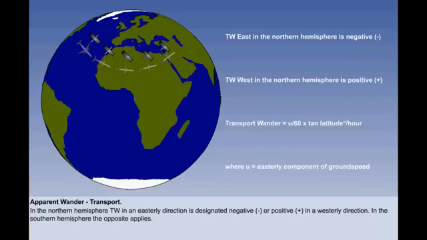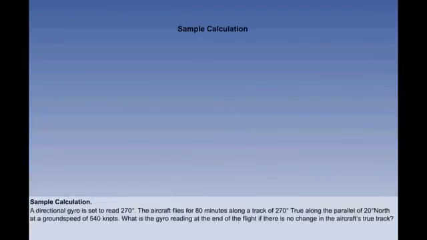To conclude, let's do a sample calculation to see the actual effects of Earth rate and transport wonder on a directional gyro reading. A directional gyro is said to read 270 degrees. The aircraft flies for 80 minutes along a track of 270 degrees true, along the parallel of 20 degrees north, at a ground speed of 540 knots. What is the gyro reading at the end of the flight if there is no change in the aircraft's true track?